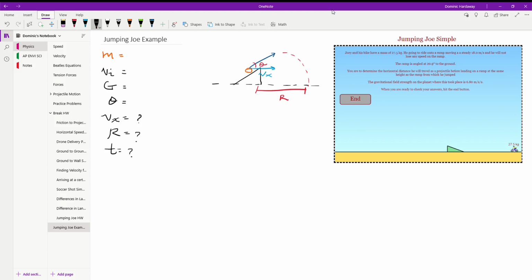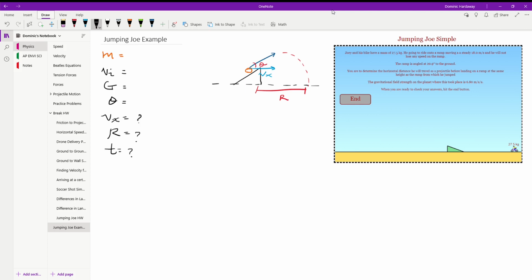Today we're going to go through the Jumping Joe simple problem, and I'm going to just do this example and kind of run you guys through it. So let's write down our variables that we know and get into solving this thing.